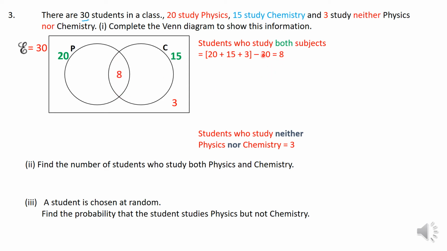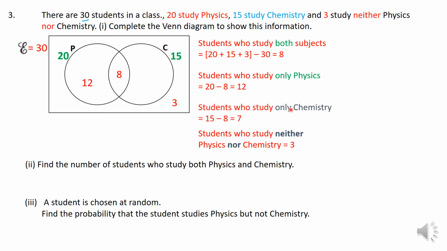Now the learners who are only doing physics will be the 20 minus this 8, because you can't write 20 here, then it becomes 28. The whole set P should add up to 20. So if there is 8 already, then this should be 12. And then you do the same concept to find the ones who do chemistry. You have to take away the 8 here in order for you to find that particular region, which is 7.